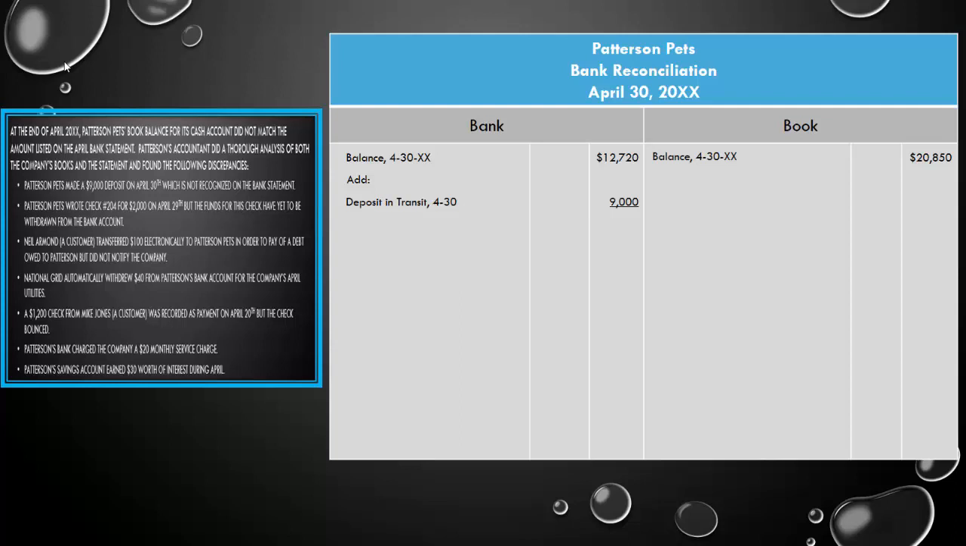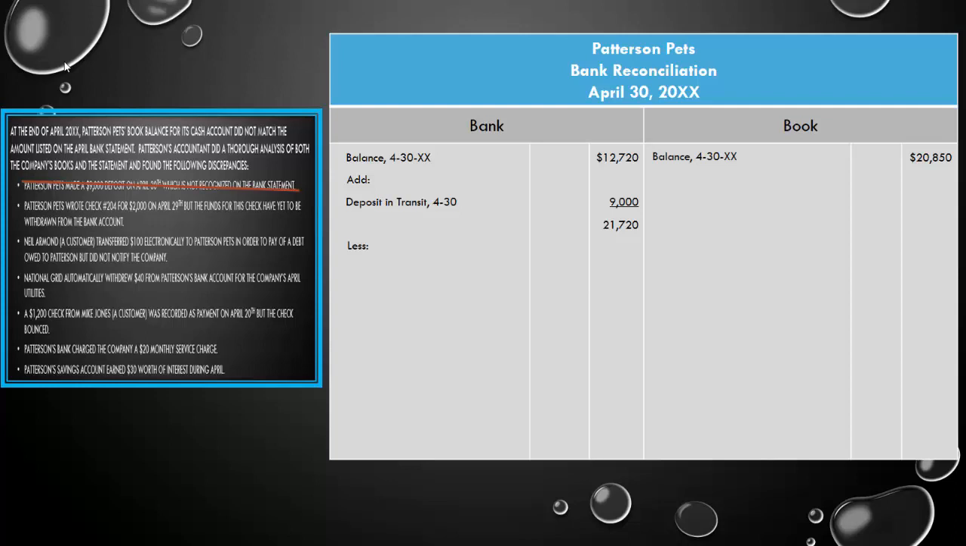But if you had multiple deposits in transit, you would total them up in the left hand column and then put the total amount of deposits in the right hand column. But for now, if we take our $12,720 beginning bank balance, add our $9,000 deposit in transit, we're going to come up with a no-name subtotal of $21,720. Let's knock that deposit in transit off our list and see if we can subtract anything from the bank side.